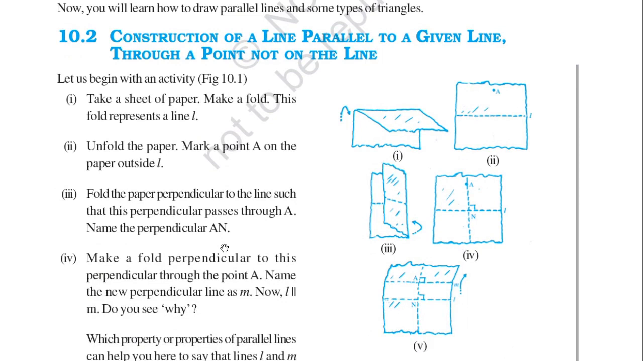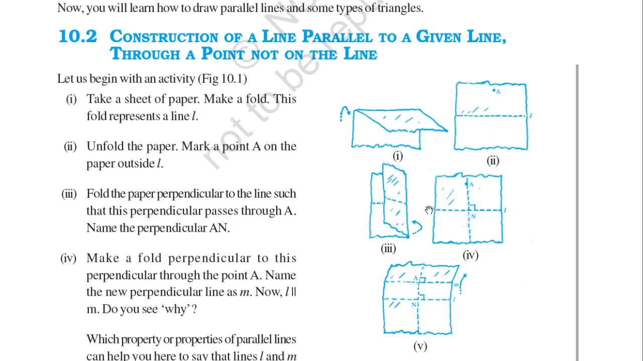So 10.2 Construction of a line parallel to a given line through a point not on the line. Let us begin with an activity. You can see in figure 10.1, take a sheet of paper and make a fold. This fold represents a line L. So you can see they have folded the paper and the line is represented by L. Unfold the paper, make a point A on the paper outside L. Fold the paper perpendicular to the line such that this perpendicular passes through A.